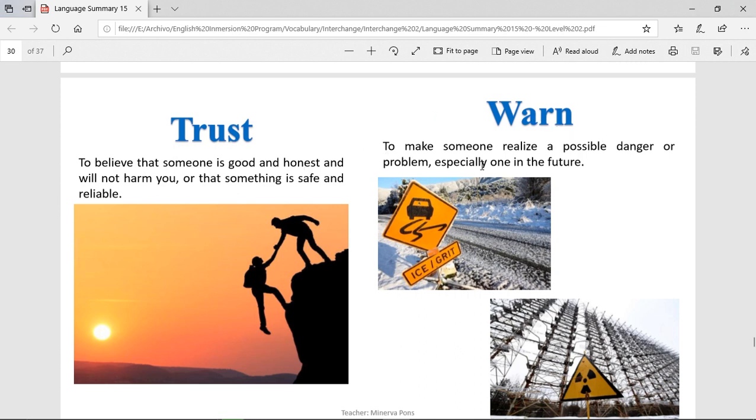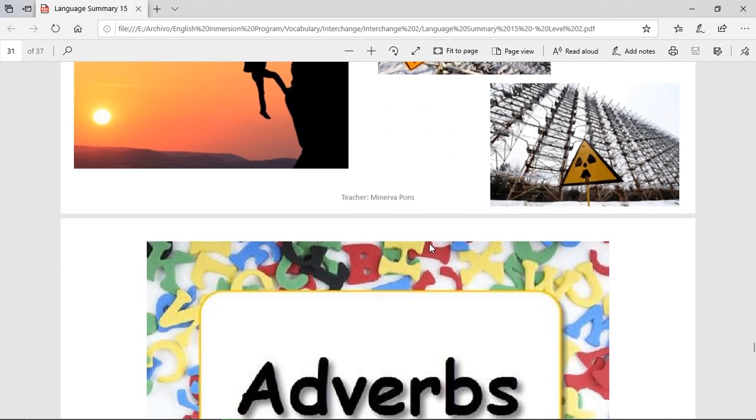Warn. To make someone realize a possible danger or problem, especially one in the future. So basically when you warn someone, it's like saying to you, hey, things are gonna be really bad if you continue doing this. For example, if you're going on this street and you see a sign warning you that the street is covered in ice, then you should be wary.